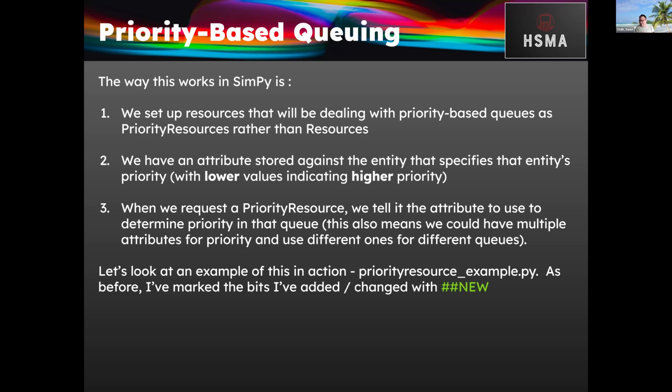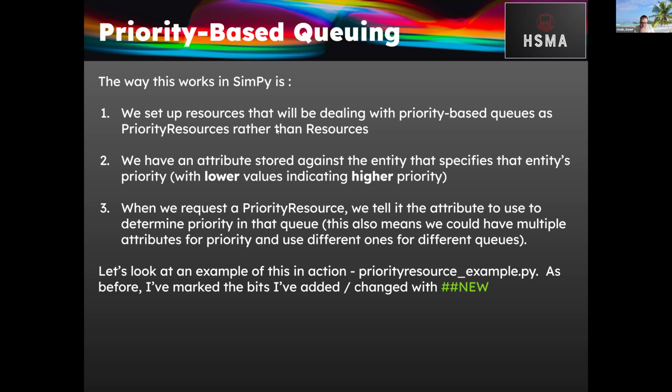Whatever your attribute is, if you've got somebody with a value of 1 and somebody with a value of 5, the value of 1 would get higher priority. So you just need to remember it's that way round. That can be easy to forget. It kind of makes sense if you think about it. If you think about a priority 1 patient, you would imagine they would be higher.